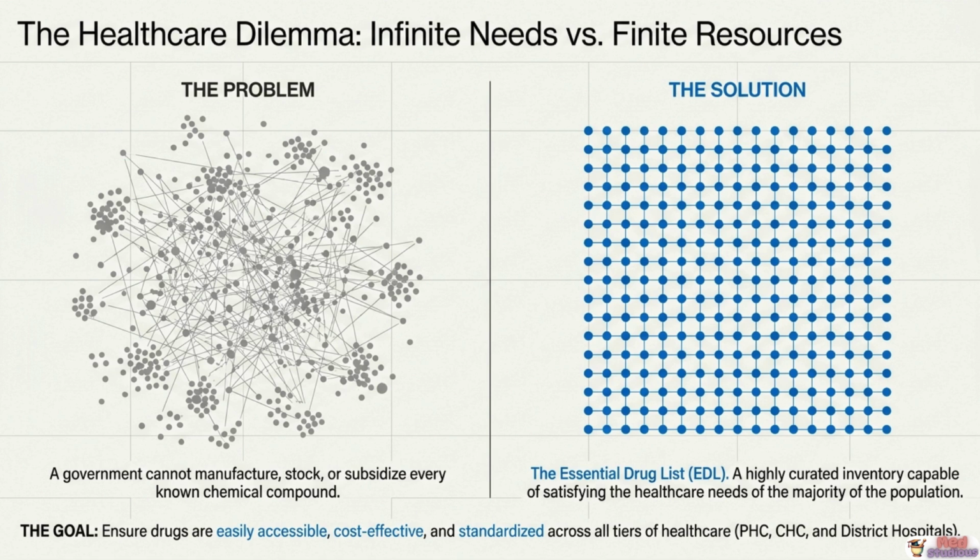The goal is precise and threefold: ensure that every selected drug is easily accessible at every tier of the healthcare system, from the smallest primary health center to the largest district hospital. Ensure that every drug is cost-effective enough to be subsidized or provided free. And ensure that the entire system is standardized so that every clinician across the country is working from the same pharmacological baseline.